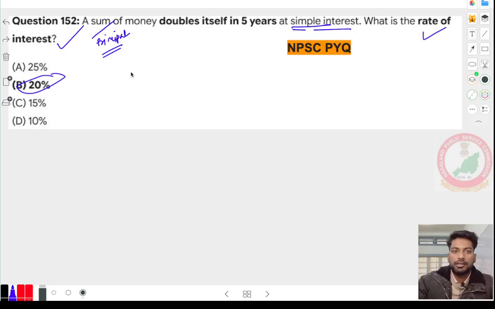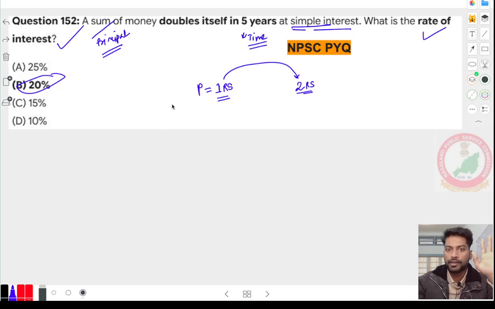So, a sum or a principal doubles itself in 5 years. Assume your principal is 1 rupee and it becomes double. It means it becomes 2 rupees. यही तो बोला है ना, a sum of money doubles itself in 5 years, and this is your T, time. Got it? देखो P, 1 rupee became 2 rupees, तो क्या हो गया, plus 1 rupee extra आ गया. From somewhere just 1 rupee came. This is your extra money.